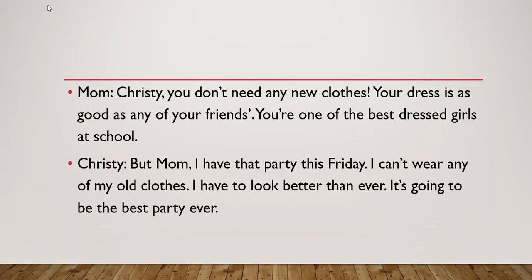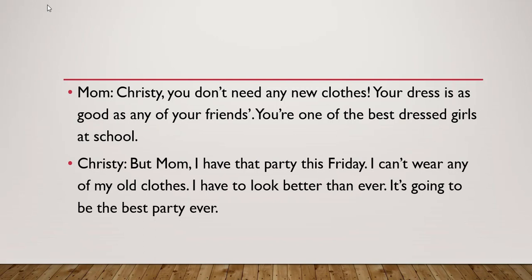Christy, you don't need any new clothes. Your dress is as good as any of your friends. You're one of the best dressed girls at school. Mom, but I have that party this Friday. I can't wear any of my old clothes. I have to look better than ever. It's going to be the best party ever.